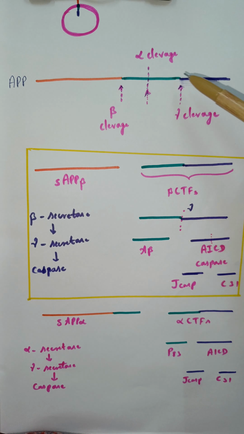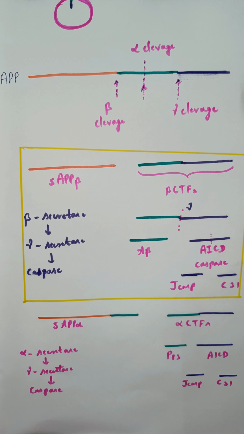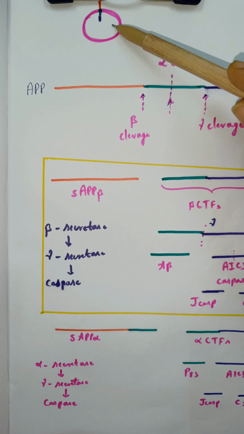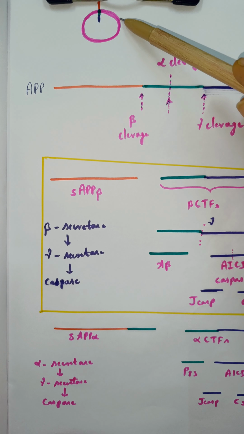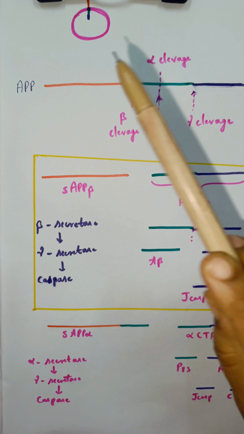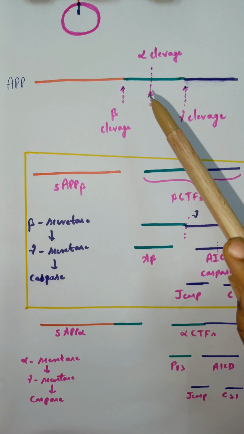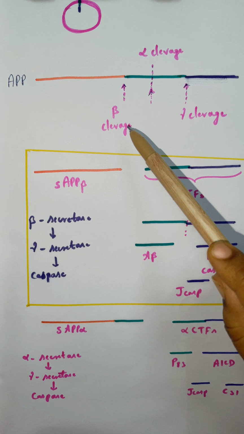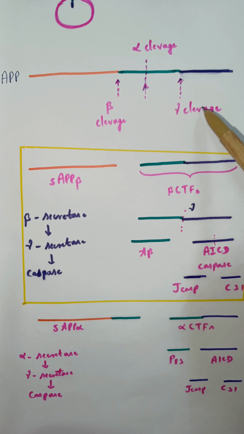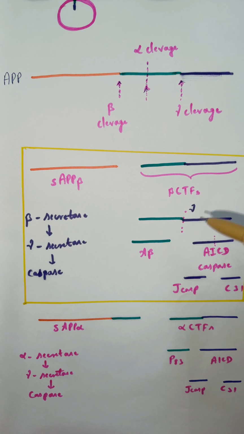This is a full-length APP, amyloid precursor protein, and this is a transmembrane protein. So if you take this as a cell, through the cell membrane this protein is arranged. So it is a single-pass transmembrane protein. This amyloid precursor protein can be cleaved by either beta secretase, alpha secretase, or gamma secretase enzyme. The order in which it cleaves decides whether A beta is formed or not.